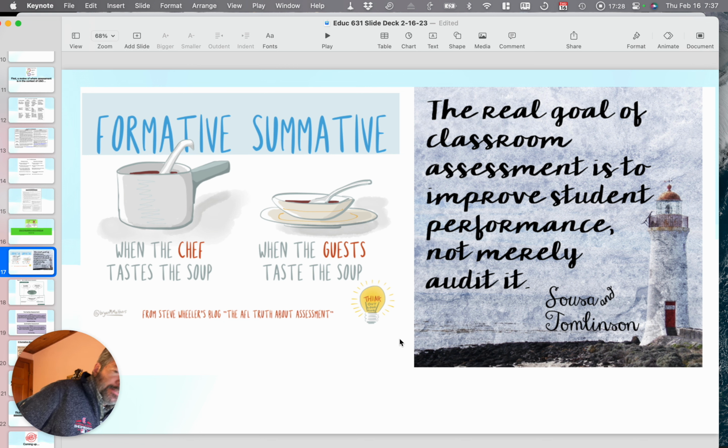So let's get into a little bit of formative assessment. Again, we're going to spend probably the month from now until mid-March dealing with it. It's a huge topic. It is bigger than probably anything we'll talk about this term. I like this little metaphor here. Formative assessment is when the chef tastes the soup, but summative assessment is when the guests taste the soup.